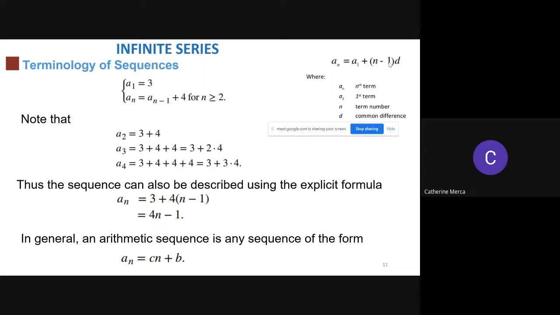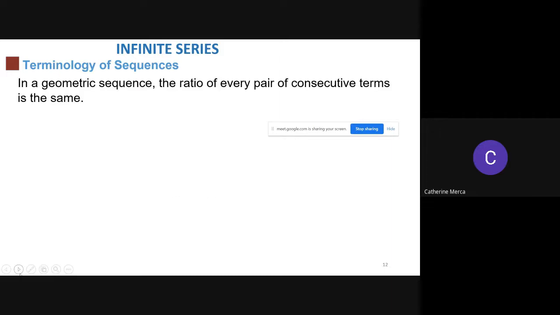n is the term number. That's why you have a sub n. So we completed this already. Remember that we completed that one last time. And then 12 pa lang. So we consider the following sequence.